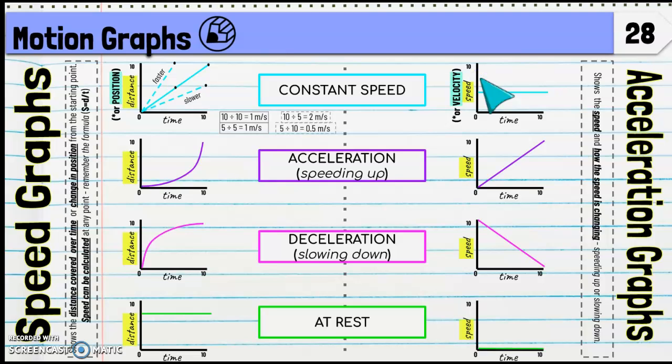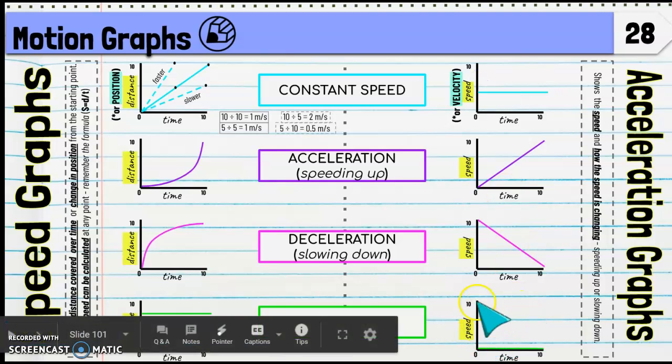Looking at the acceleration graph, the speed would have to be down here at 0 for it to be at rest. There can't be any speed at all. So that straight line has to be on the bottom.